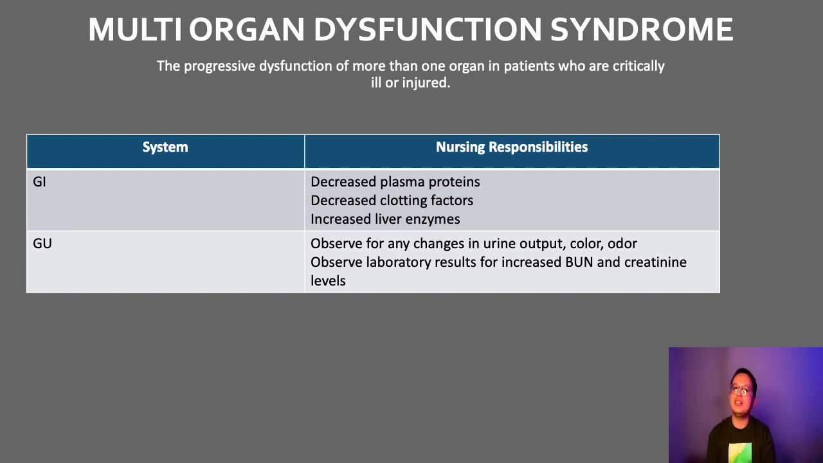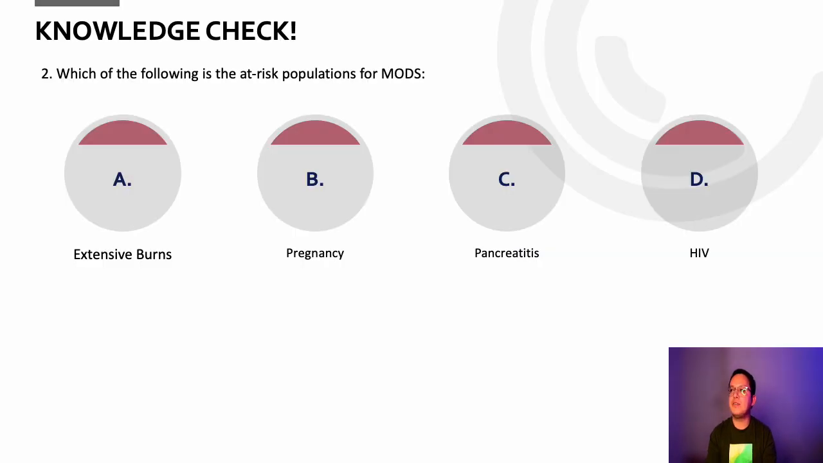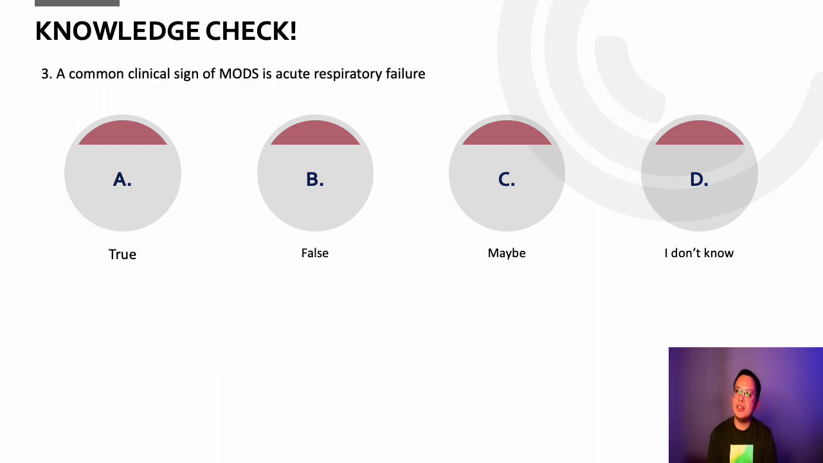GU, genitourinary. Observe for any changes in urine output, color, and odor, and observe laboratory results for increased BUN and creatinine levels. Knowledge check. Which of the following is the at-risk population for MODS? This is question number 2. A, extensive burns. B, pregnancy. C, pancreatitis. D, HIV.